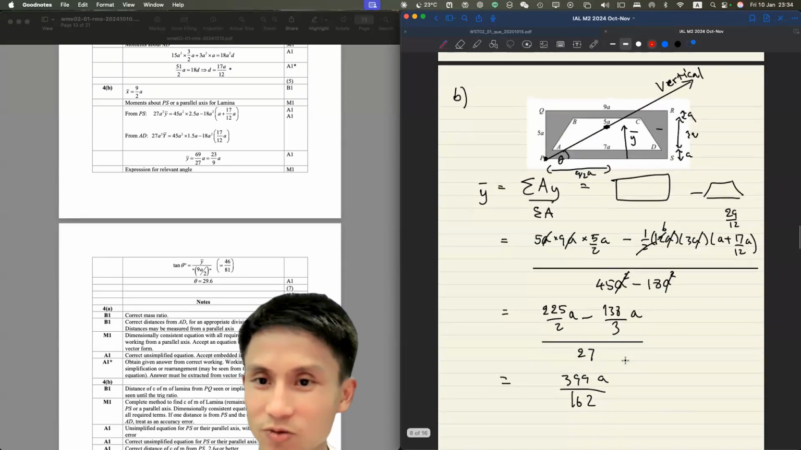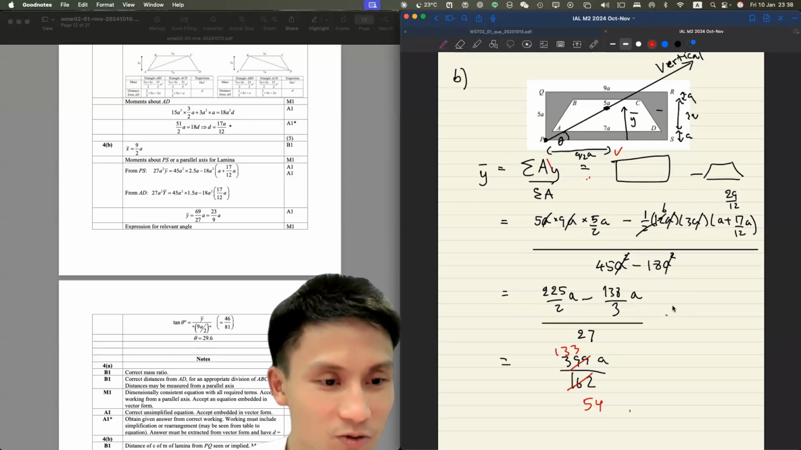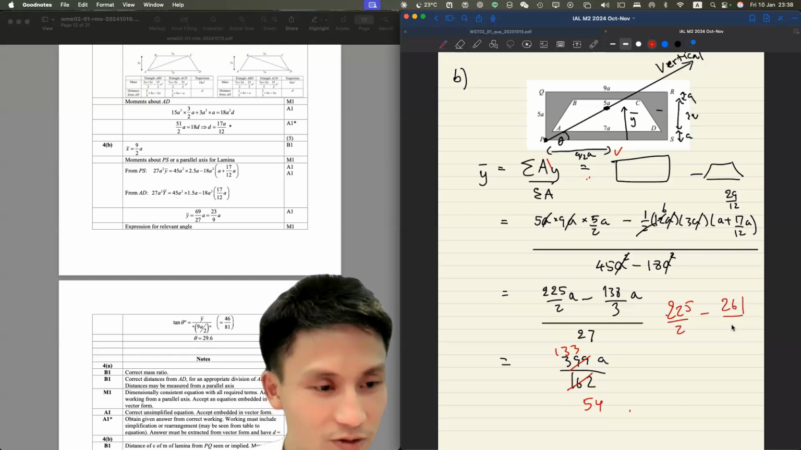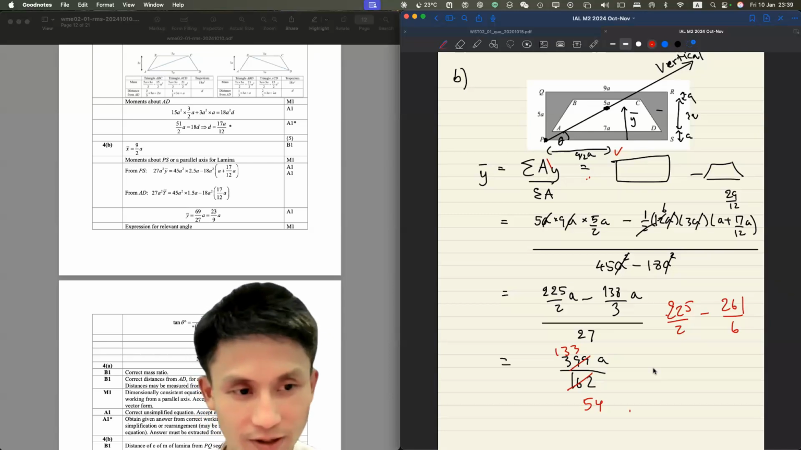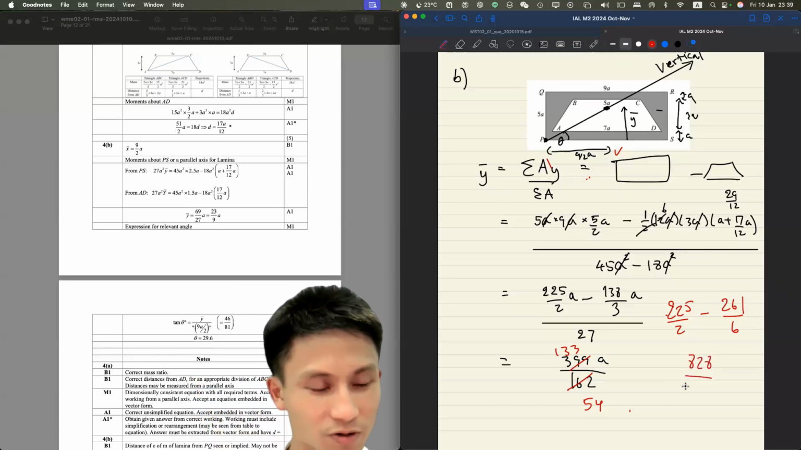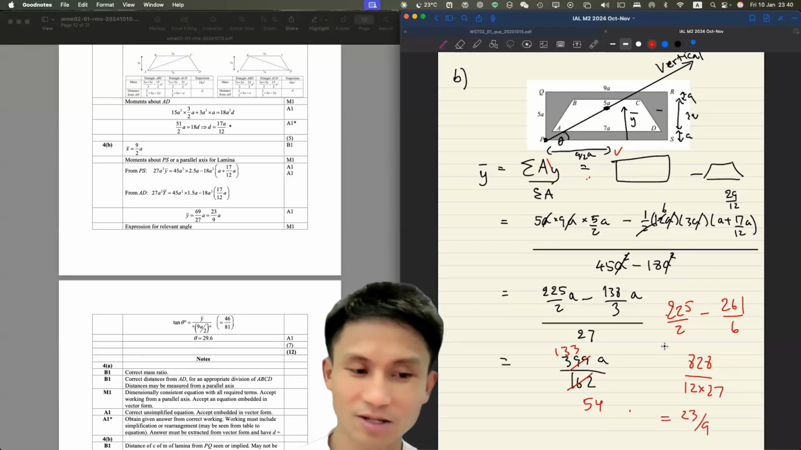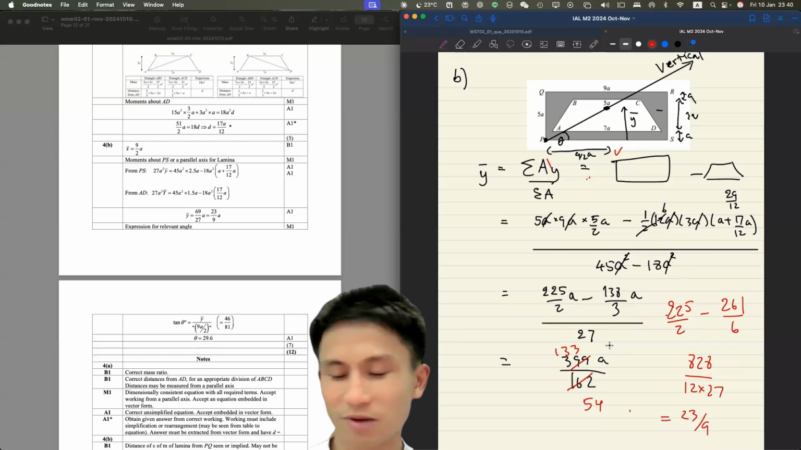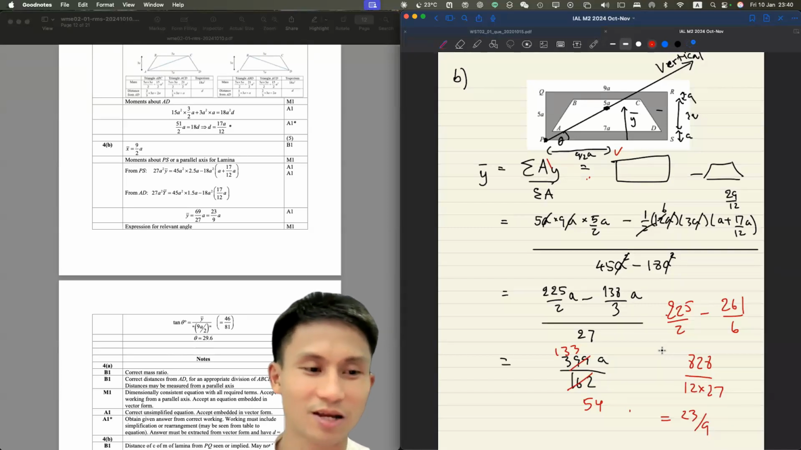And this one, ooh, this one is horrible. I didn't get it. So this should be 225 over 2 minus 261 over 6, I think. And then doing the fraction there would give 828 over 12 times 27. Yeah, so this is 23 over 9. So I just did something wrong with the calculator.